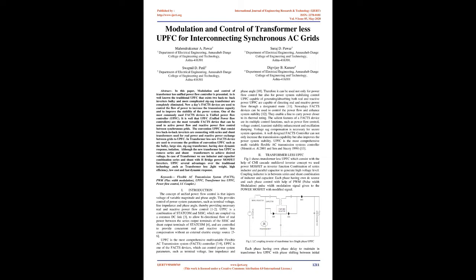The new transformer-less FACTS device is used to overcome the problems of the conventional UPFC, such as the bulky, large-size zigzag transformer, slow dynamic response, and isolation. The new transformer-less UPFC removes the series and shunt transformers while achieving the desired voltage. In place of the transformer, we use an inductor and capacitor combination, series and shunt, with H-bridge power MOSFET inverters. The UPFC has several advantages over the traditional technology, such as being transformer-less, lightweight, high efficiency, low cost and fast dynamic response.